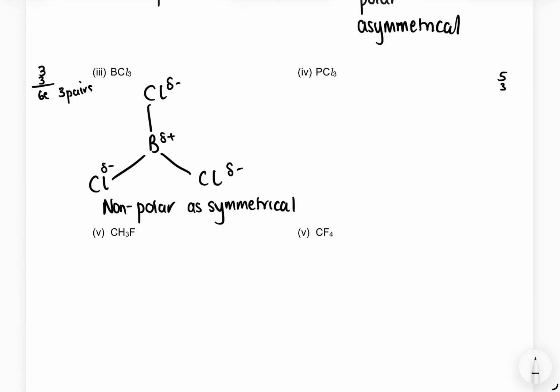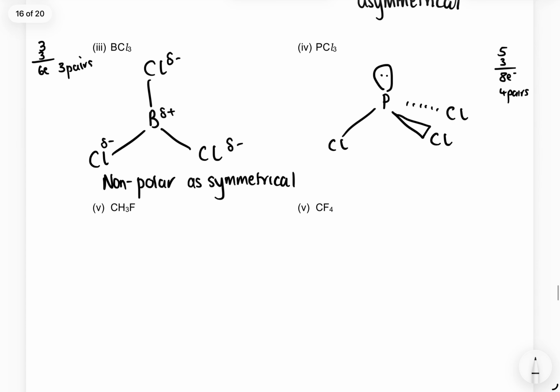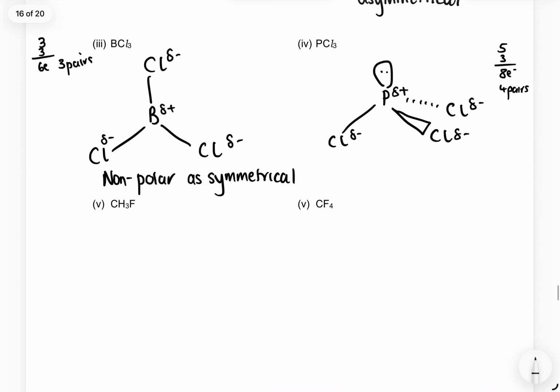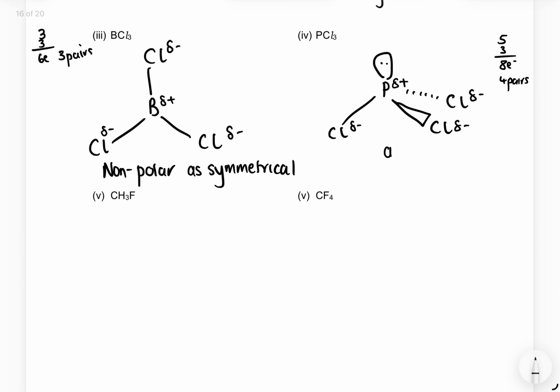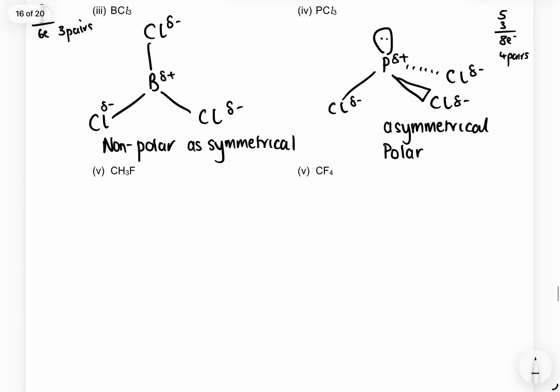PCl3, phosphorus is in group 5, so this is actually 8 electrons or 4 pairs. So it has a different shape to BCl3. This has a pyramidal shape. Shape is very important. So it has a lone pair because it's got 5 pairs. So the chlorines are more electronegative than the phosphorus. And so we've got this bottom negative part to our pyramid. And so this is an asymmetrical molecule. So the dipoles do not cancel. And so this is a polar molecule.